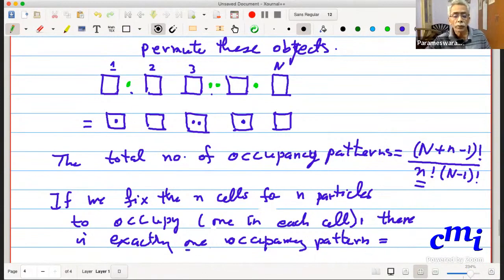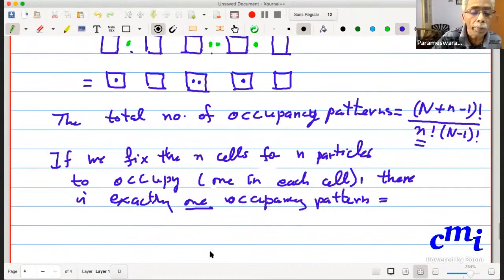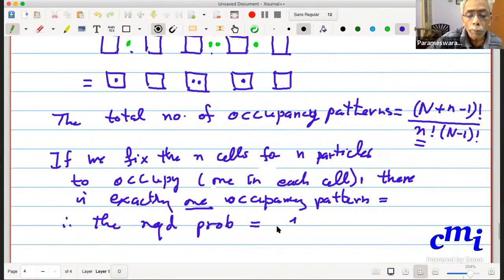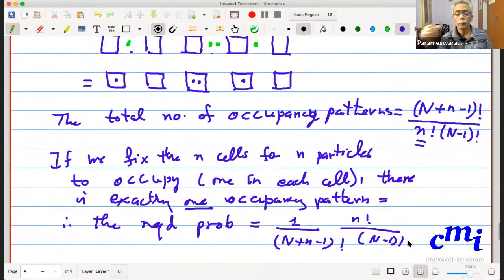Therefore, the probability of that happening, the required probability in this case, is 1 by the total number. So 1 by N plus n minus 1 factorial; in the numerator, I have n factorial divided by n minus 1 factorial. Okay.